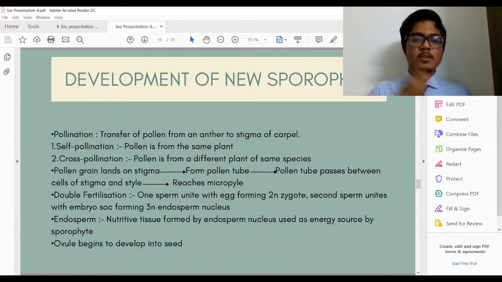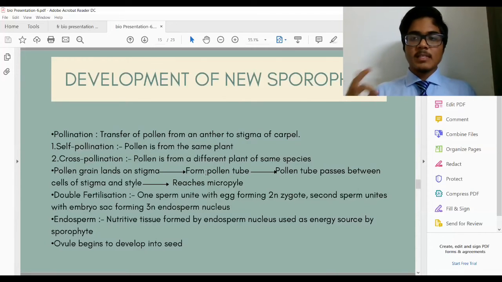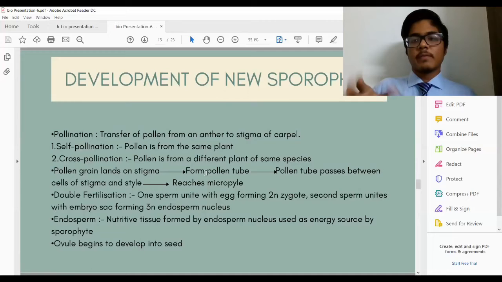It is transferred through the process called pollination. Pollination is the transfer of pollen from an anther to the stigma of a carpel. Carpel is the actual name for the female reproductive system. So there are 2 forms of pollination, which are self-pollination and cross-pollination.